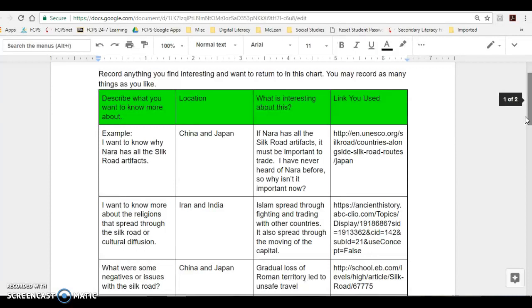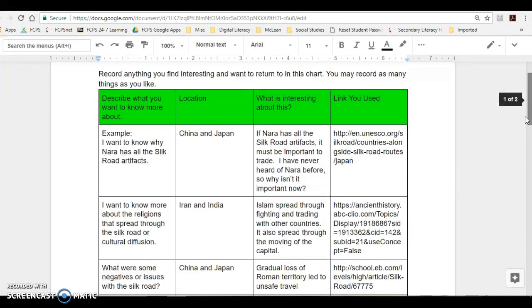As far as how this was assessed, for this day I asked students to come up with a preliminary research question, something they really wanted to know about the Silk Road based on their learning today. Then later, students created a museum project, which they shared with one another, and they assessed each other on the quality of their project, the things that they learned about it, and how well it showed cultural diffusion.